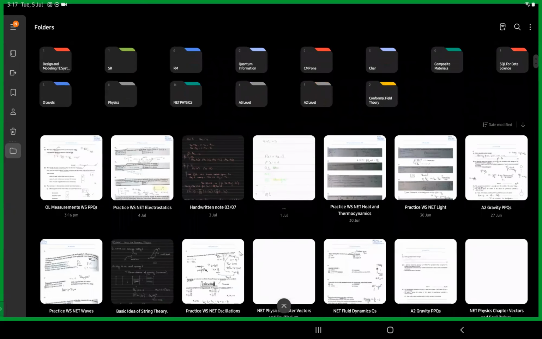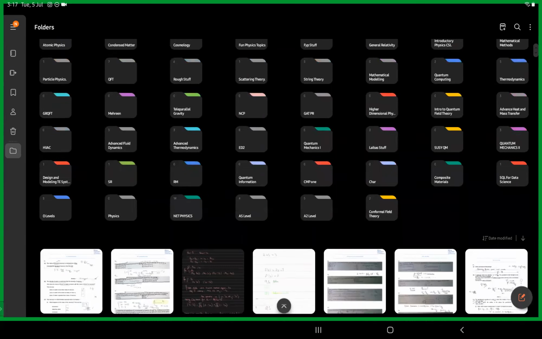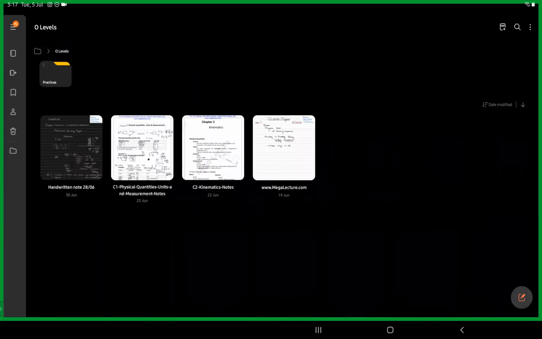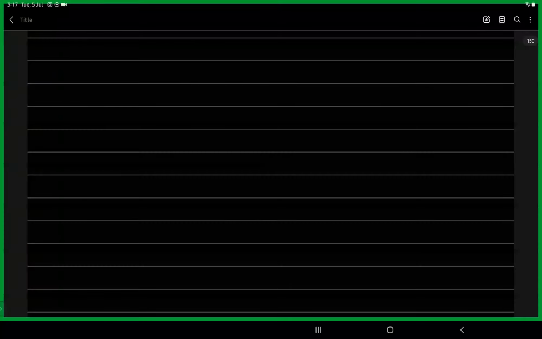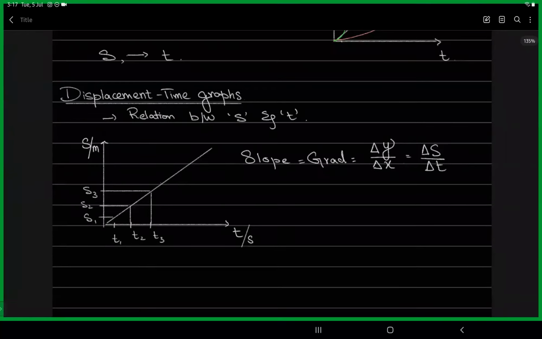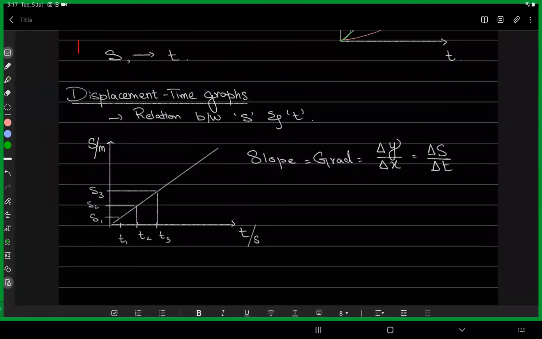Let's go back to our topic of kinematics. So where is O levels over here? Okay, here it is. All right, so what was the thing that we were doing last time? I think it's displacement time graphs, right? So let's continue with that.